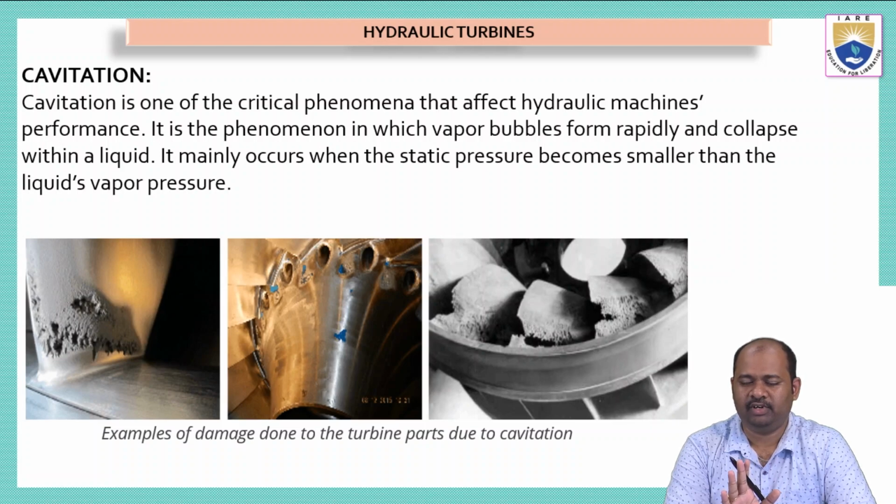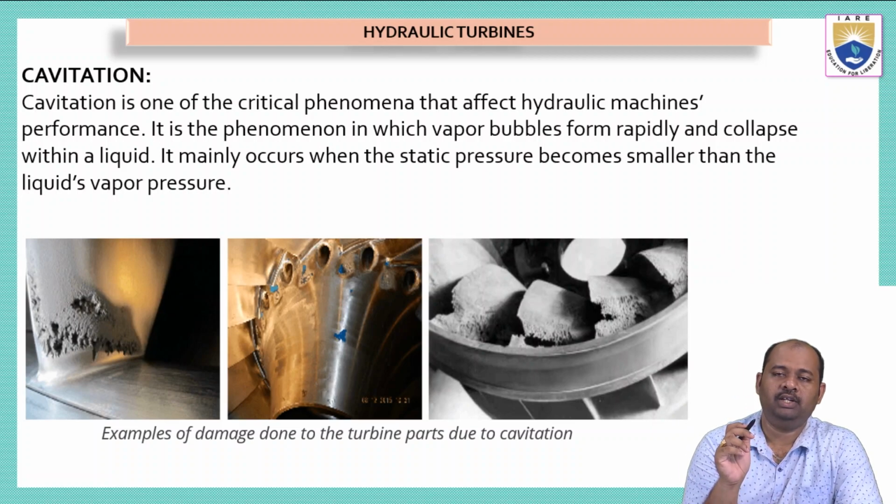We can simply see cavitation is a phenomenon because of which the efficiency of any hydraulic machine will decrease. It is the phenomenon in which vapor bubbles form rapidly and collapse within a liquid. It mainly occurs when the static pressure becomes smaller than the liquid's vapor pressure. Because of this pressure difference, we can see the formation of bubbles inside the casing or inside the turbine vanes, where the pressure is not atmospheric pressure because it is a closed casing. The pressure will vary.